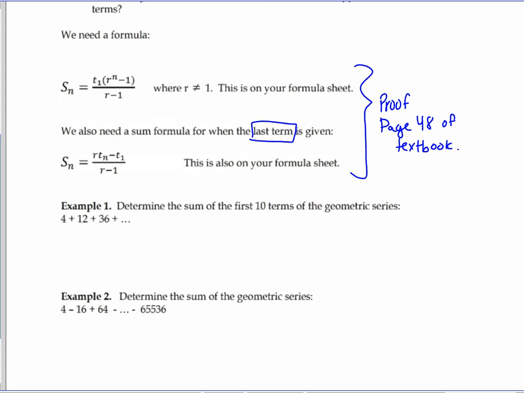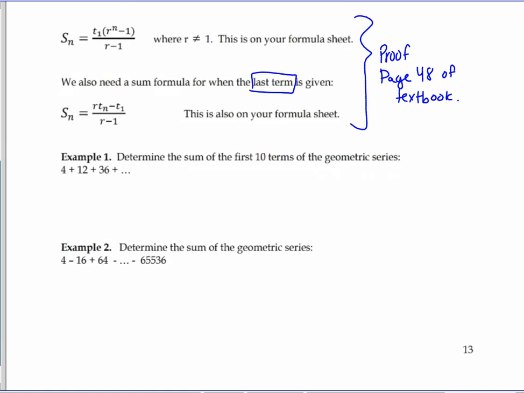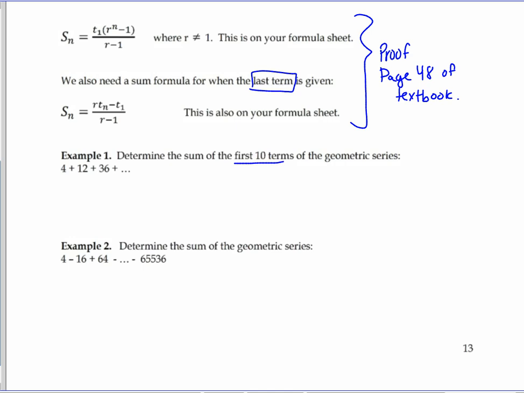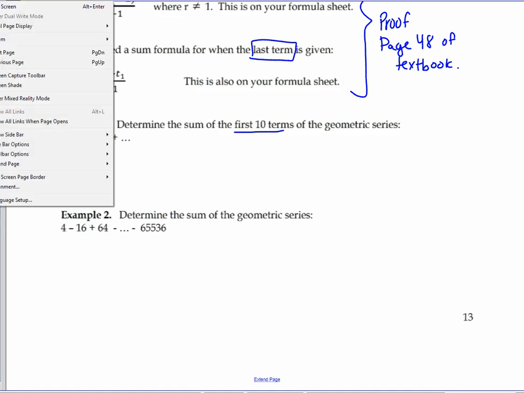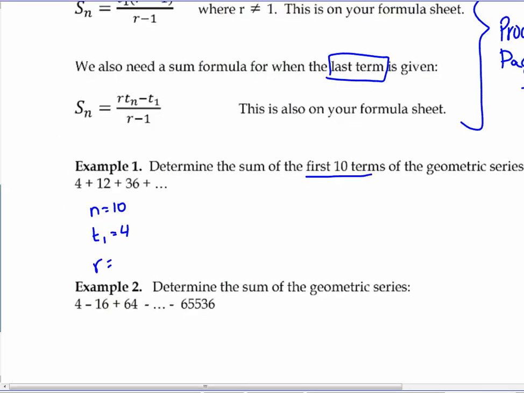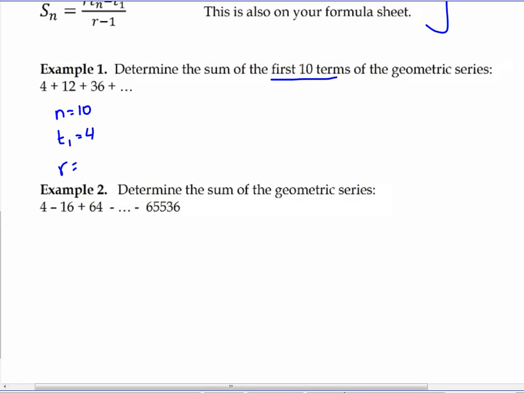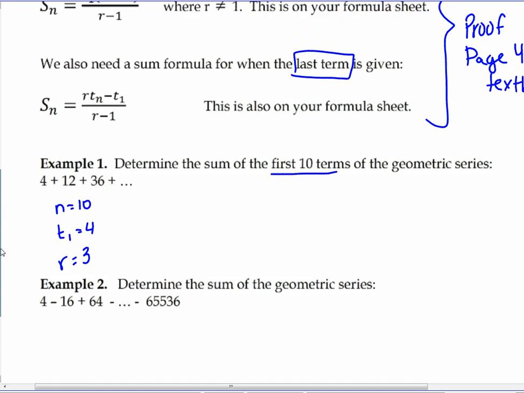Okay? Determine the sum of the first 10 terms of a geometric sequence here, or series. So if they're telling us 10 terms, what does that 10 stand for? The n. N is 10. Okay, term 1, four. What's our common ratio? What are we multiplying by each time? 3. Good. I can make this larger if it's hard to see. Okay, 3. So, if we know the number of terms, we don't know the last term, which formula will we use?